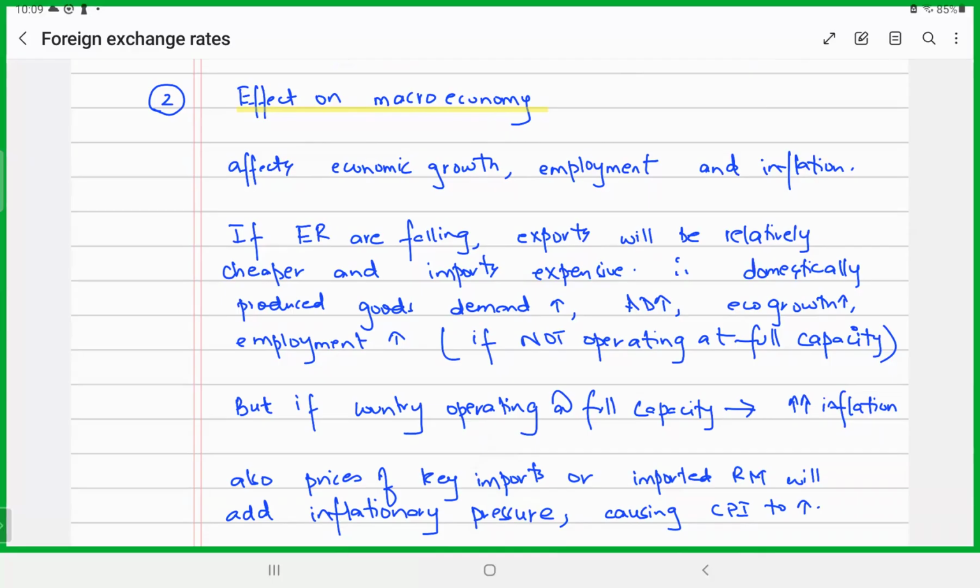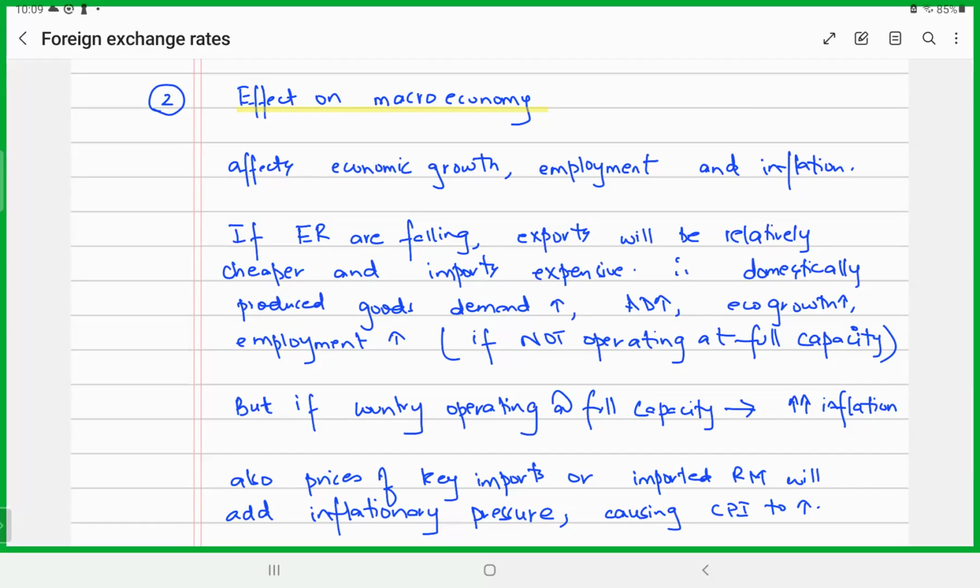Exports will be relatively cheaper and imports will be expensive, right? So domestically produced goods demand would increase. People would switch to locally manufactured products. That's called import substitution, right? When domestically produced goods demand increases, the aggregate demand would increase.